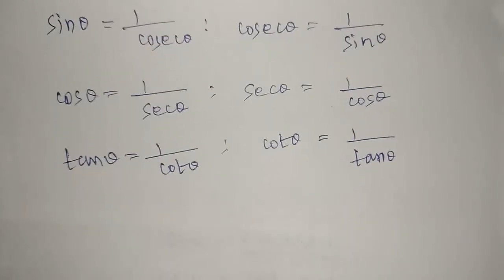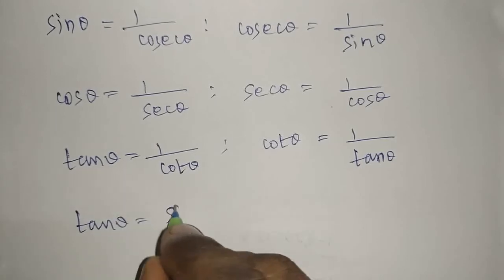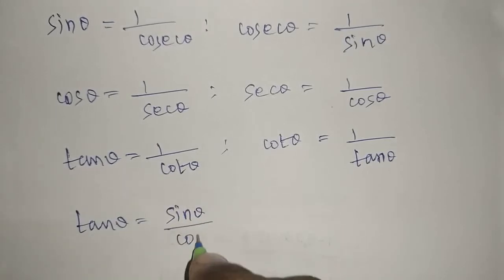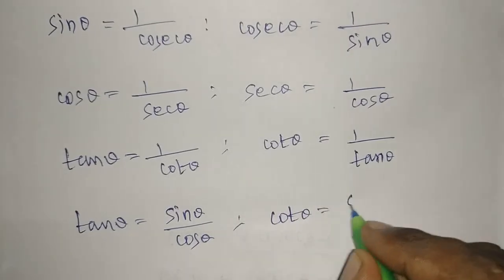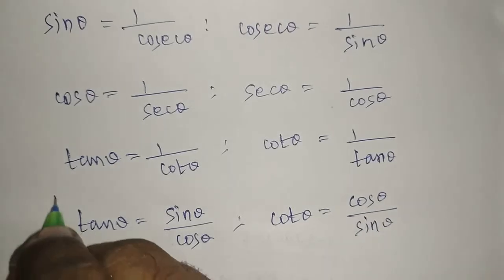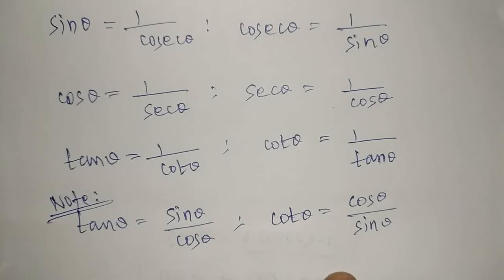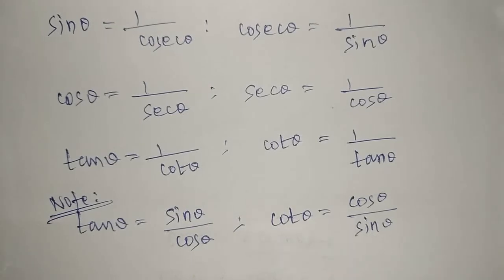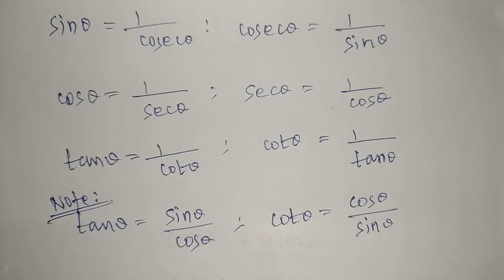Here you have to note a very important thing: tan theta is equal to sin theta divided by cos theta. Likewise cot theta is cos theta divided by sin theta. This is a note I am giving, and these are very important things. These 2 points, and these 6 functions, are very important. If you remember these things, you will get the opposite of this also. Understand? Now we'll go for the trigonometric table.